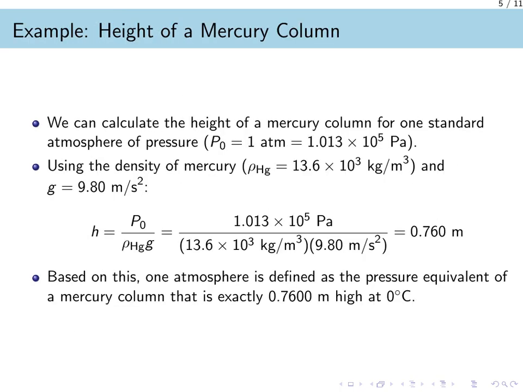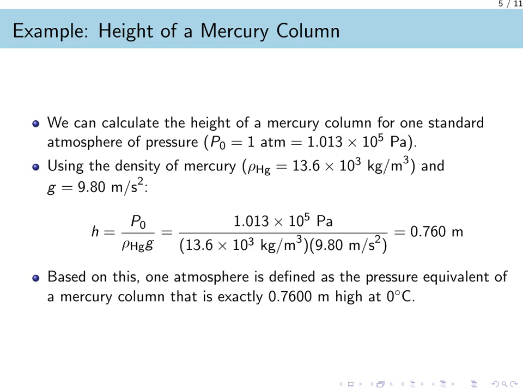Let us apply the barometer principle to a practical calculation and determine the height of a mercury column supported by one standard atmosphere of pressure. We start with our pressure equation, P0 equals rho times g times h. To find the height, we rearrange this to get h equals the pressure P0 divided by the quantity rho times g. Now we can substitute the known values.